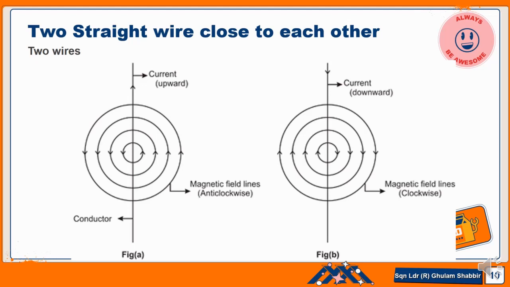Now in this picture you can see that there are two wires. In one wire the direction of the current is upward, and in the other wire the current is downward. According to the right hand grip rule, the wire in figure A has magnetic field lines in anti-clockwise direction, and in figure B, due to the current in the opposite, downward direction, the magnetic field lines are in clockwise direction.